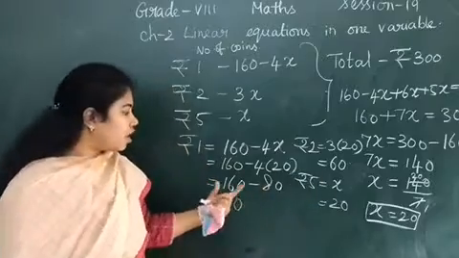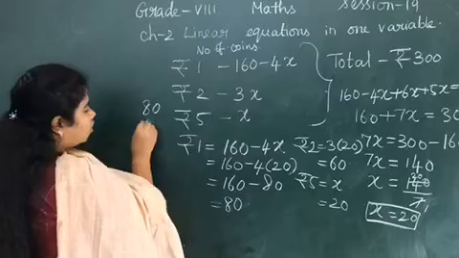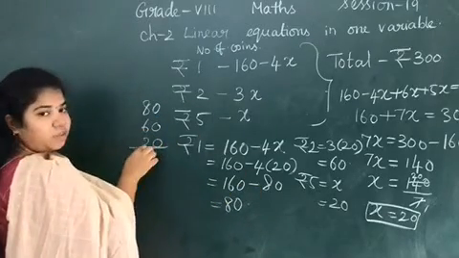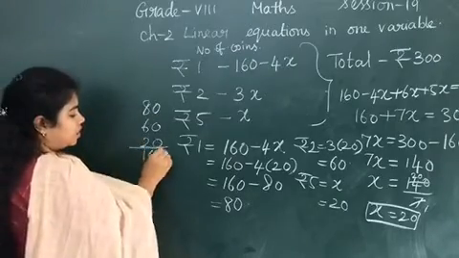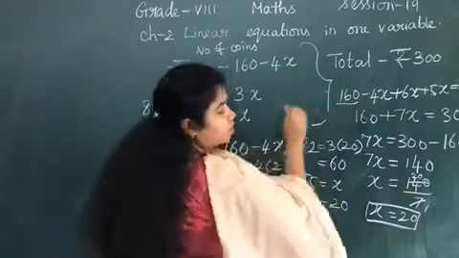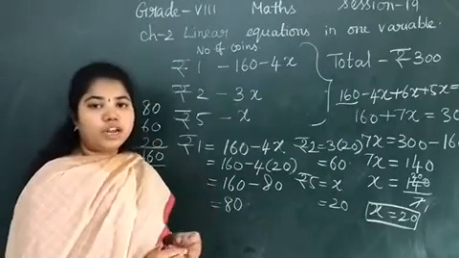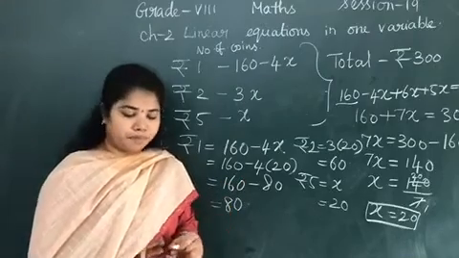Now add all the coins. Here it is 80 coins, here it is 60 coins and here it is 20 coins. What is the addition? 60 plus 20, 80. 80 plus 80, 160. What is the total number of coins given in the question? 160. Now our answer is correct. Are you clear about this sum? Let us move on to the next sum.